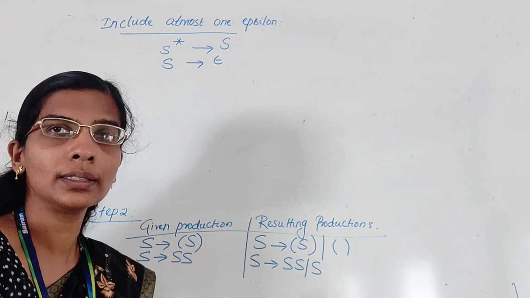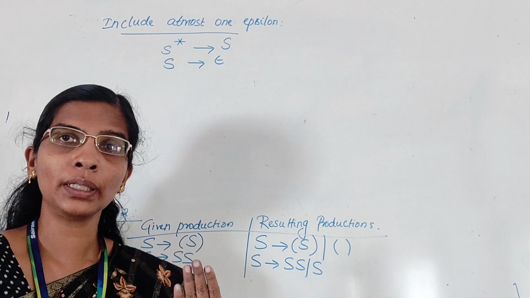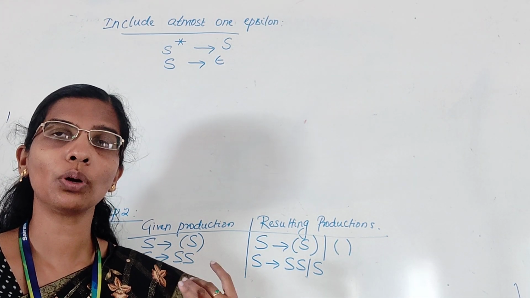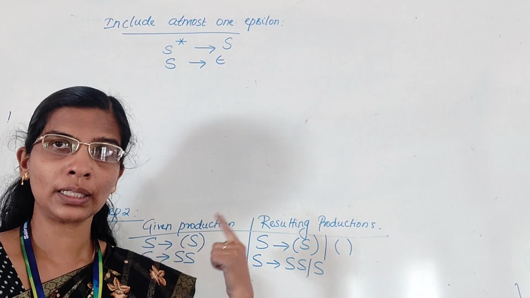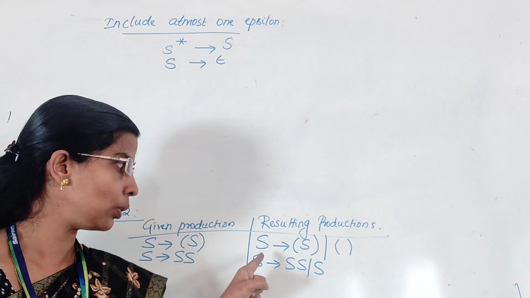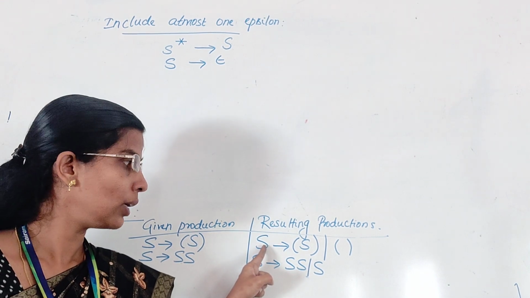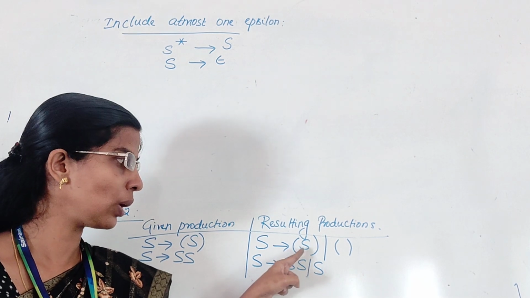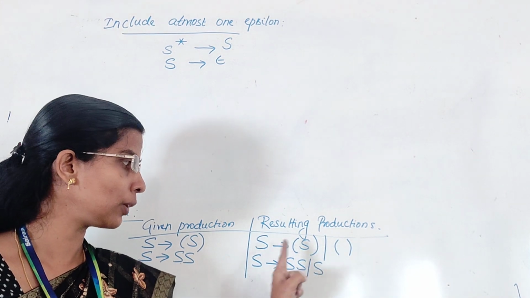Next step is you have to check whether there is any symmetric recursive rule. As I said in the previous video, if your LHS is present twice in your RHS, that is your symmetric recursive rule. Check whether you have 2 times S in RHS. You have only 1 time, but you have other terminals. So this is not a symmetric rule.